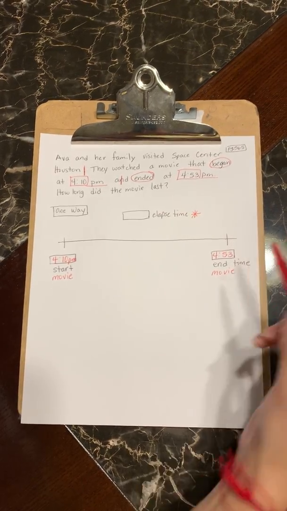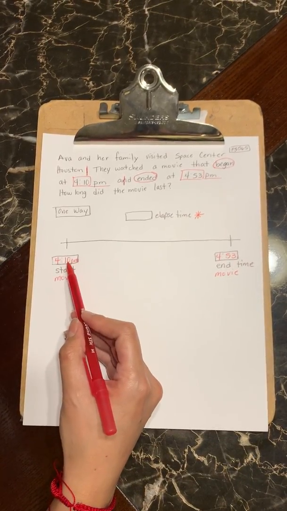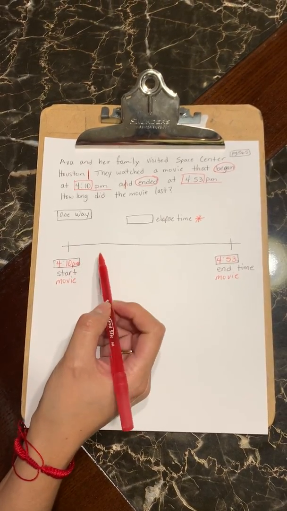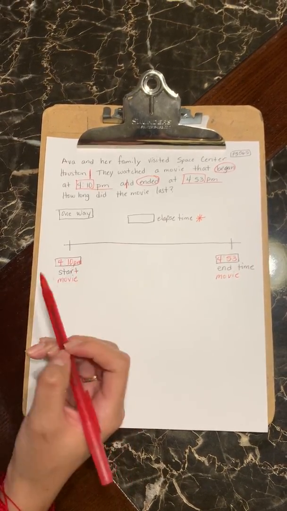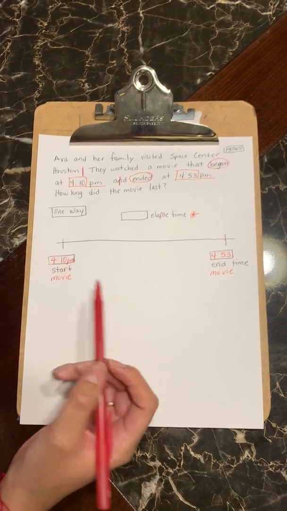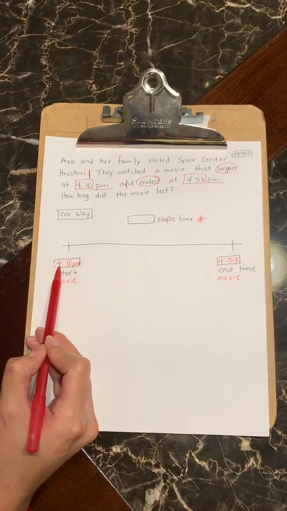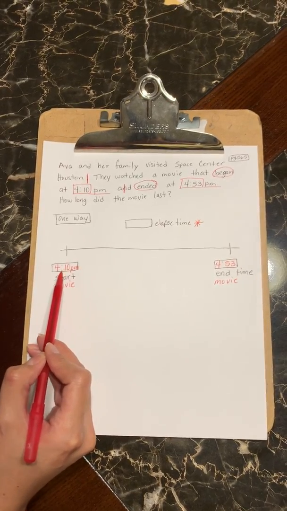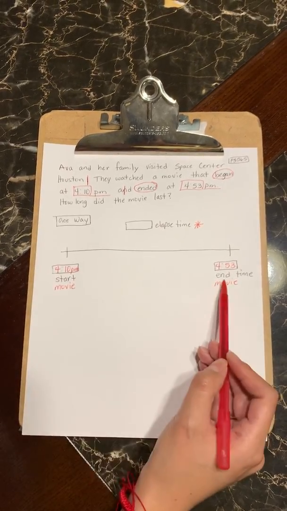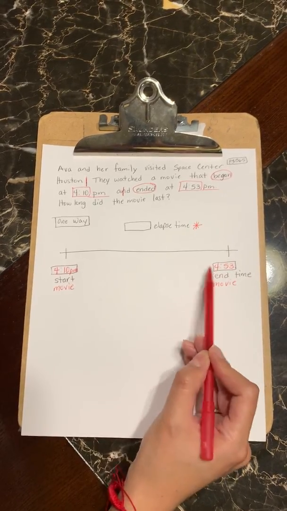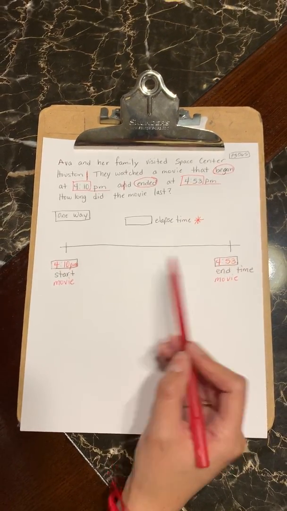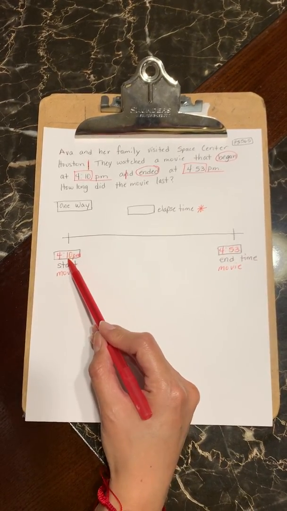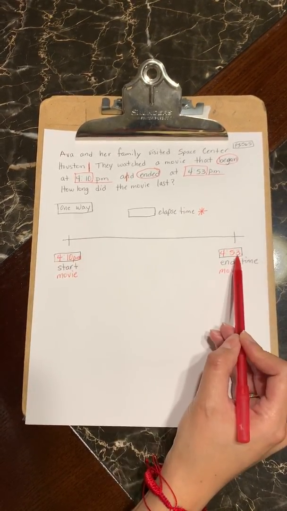So to start moving our time, we're going to start at 4:10 and we're going to focus on the minutes. The minutes are on a digital clock. The hour is the number on this side and the minutes are the numbers on this side. We're only going to move the minutes because if you see the start time and the end time, the hour is exactly the same. It's a 4 and a 4. The minutes are the ones that moved. So we're going to only move from 10 minutes to 53 minutes.